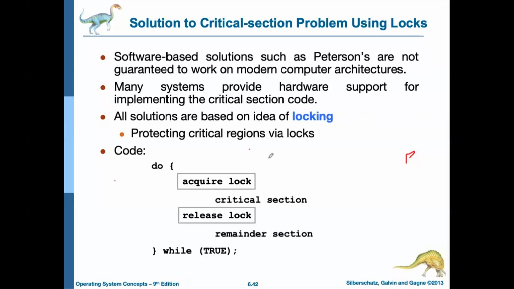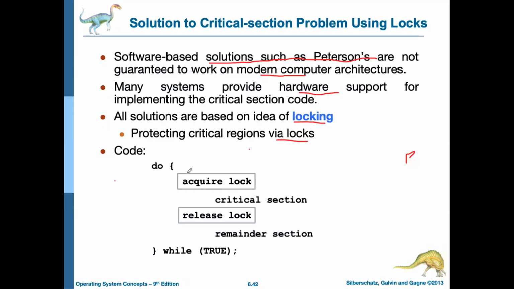So software-based solutions, such as Peterson's, are not guaranteed to work on modern computers, which is current technology. So many systems provide hardware support for implementing the critical section code. All solutions are based on the idea of locking, meaning protecting the critical region through a lock.